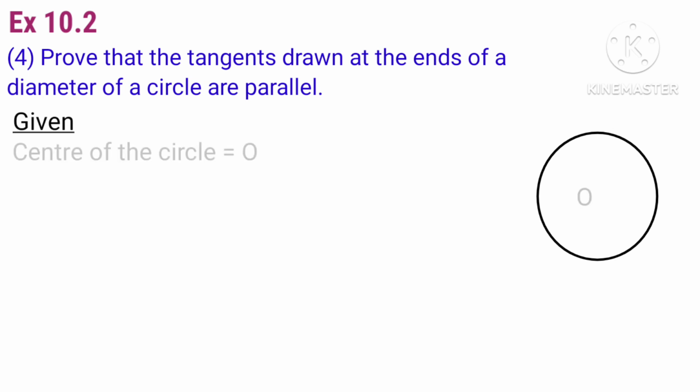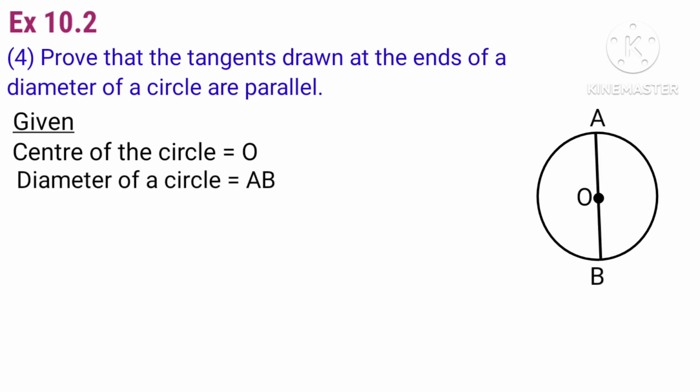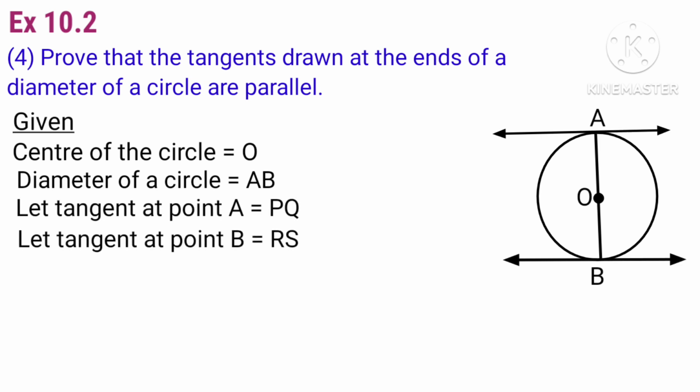So first let's mark the center of the circle. The diameter can be vertical or even horizontal. I'll take it vertical, and I'll mark that diameter as AB. Now we have to draw tangents at the ends of the diameter. A tangent will have only one point touching the circle. Correct? So I'll draw a tangent touching at A, and I'll mark it as PQ. Similarly, I'll draw a tangent line touching at B, and we can mark it as RS.